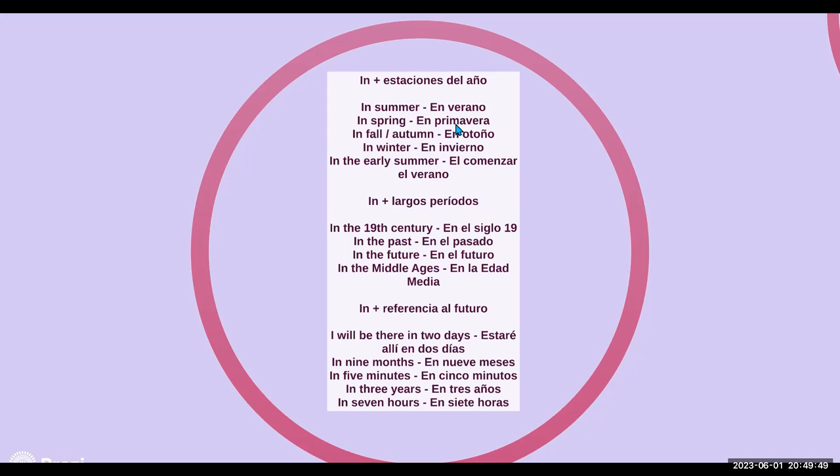Bueno, como no veo que hay más, what about the large periods of time? In the 19th century is an example. Okay, what about the rest? Teacher, for example, in the 9th century, invent cell phone? Okay, in the 9th century? Invent cell phone? Okay, pero ¿quién lo inventó? ¿Quién es?